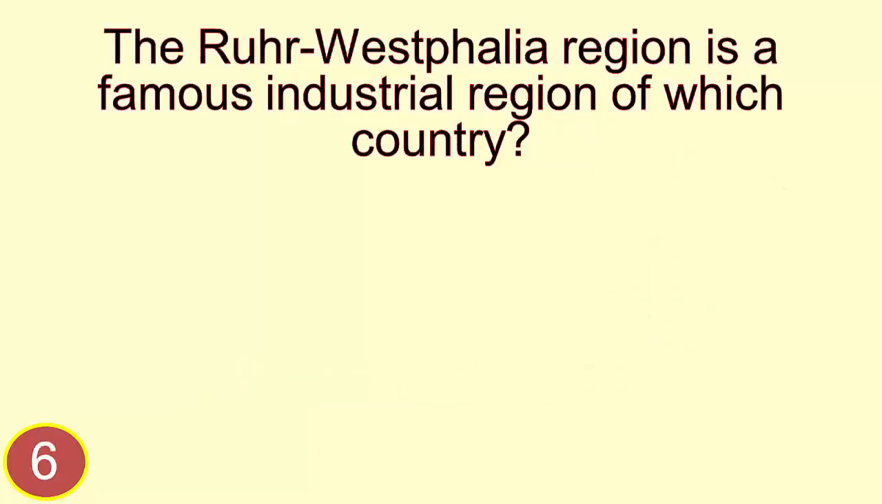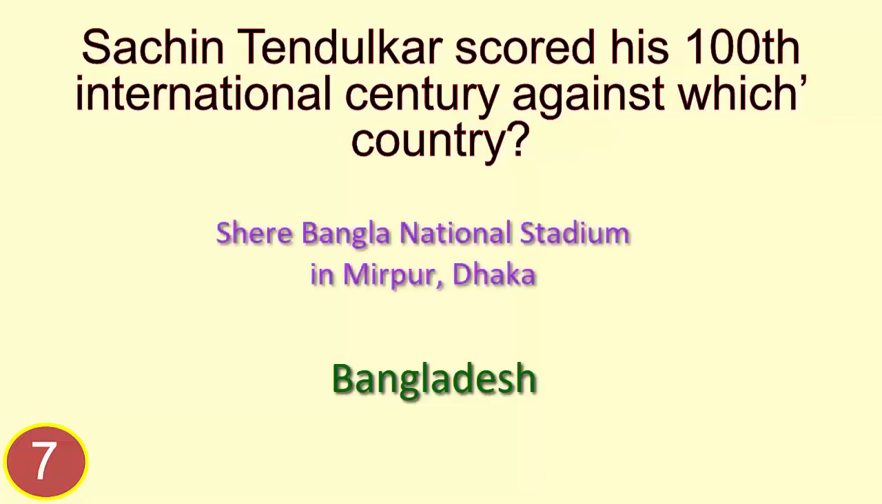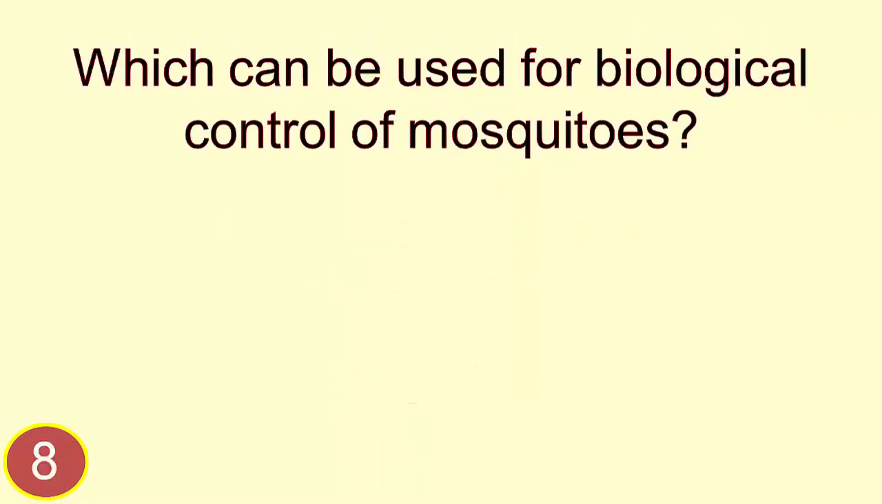The Ruhr-Westphalia region is a famous industrial region of which country? Answer is Germany. Sachin Tendulkar scored his 100th international century against which country? Answer is Bangladesh. Sachin Tendulkar completed his 100th international century against Bangladesh at Sher-e-Bangla National Stadium, Mirpur. Which fish can be used for biological control of mosquitoes?